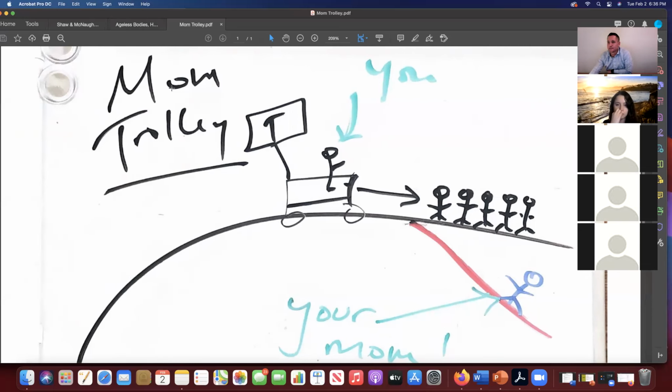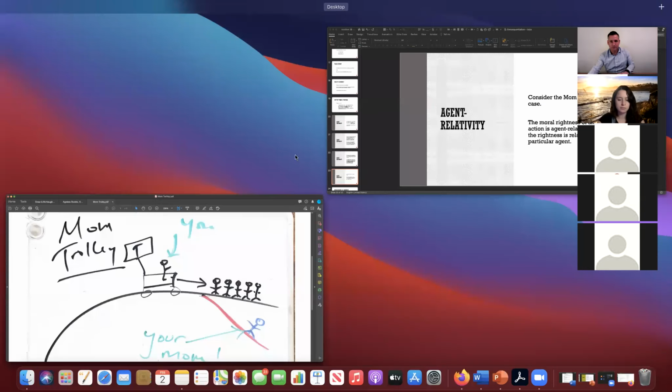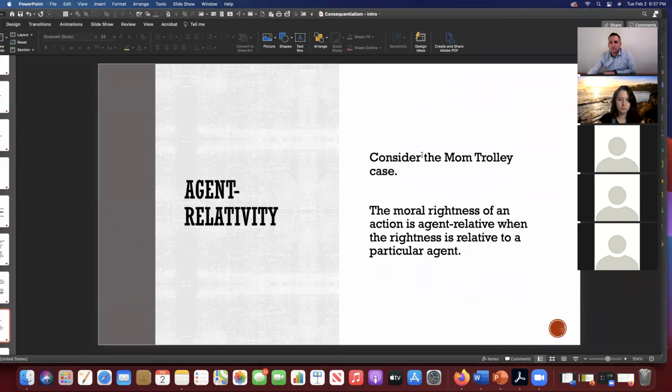Okay, so this is a class case. Shaw doesn't discuss the mom trolley case. It's just, I think, one of the easiest ways of understanding what an agent relative duty is. And then I think sometimes when you understand what an agent relative duty is, then you can go back and better understand what an agent neutral duty is. Okay. Understanding the contrast concept sometimes really helps. Okay, hopefully that was helpful. So, okay, the moral rightness of an action is agent relative when the rightness is relative to a particular agent or group of agents, as the case may be.